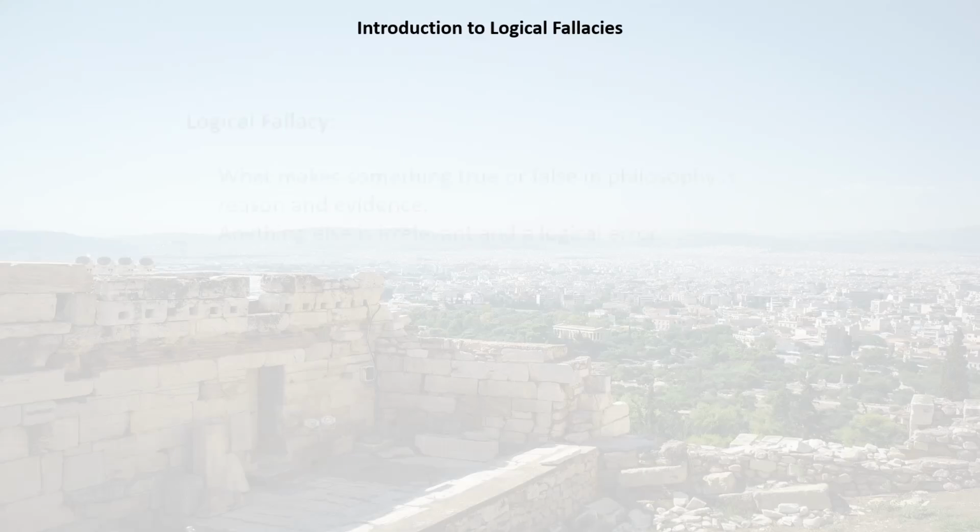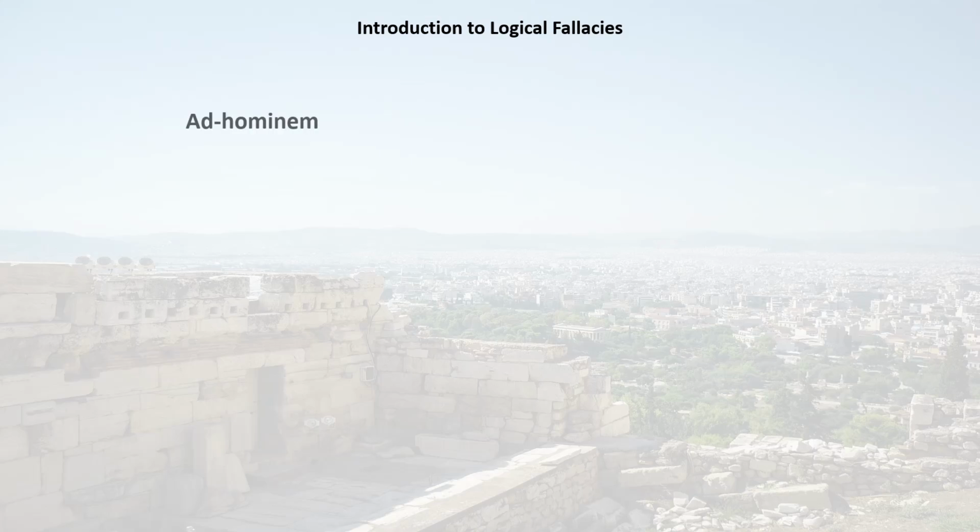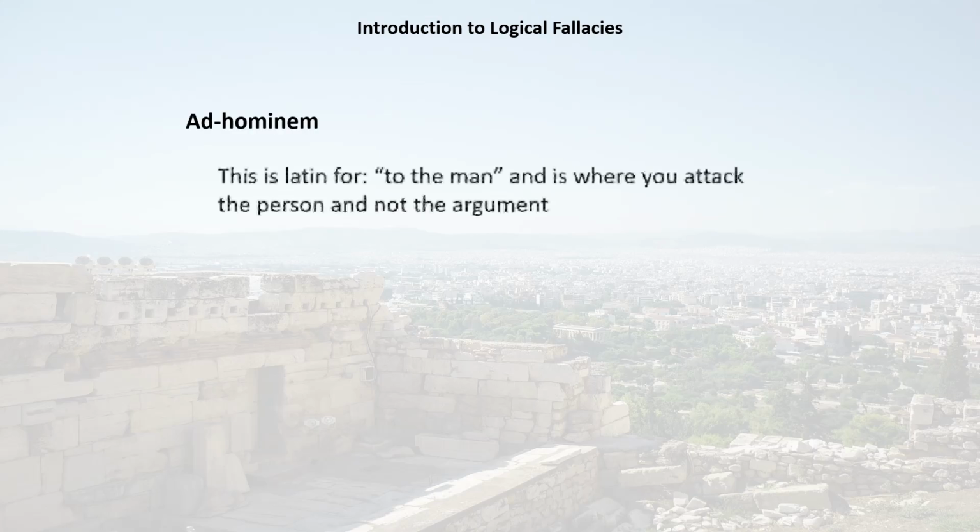Here's a basic definition. What makes something true or false in philosophy is reason and evidence. Anything else is irrelevant and a logical error. So here's an example of a logical fallacy. This is called an ad-hominem. Ad-hominem is Latin for "to the man," and is where you attack the person and not the argument.